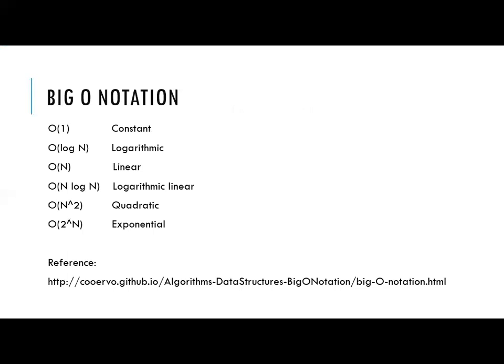Some of the big O notations are shown in the diagram. O of 1, O of log n logarithmic, O of n linear, O of n log n logarithmic linear, O of n squared, which is quadratic, and O of 2 power n, which is exponential. The reference is shown in the slide.